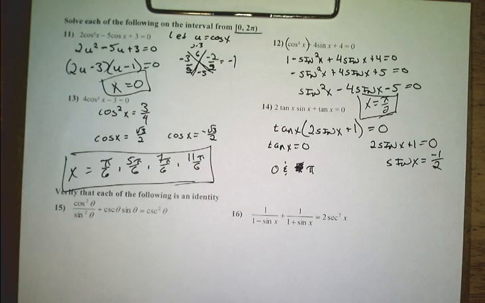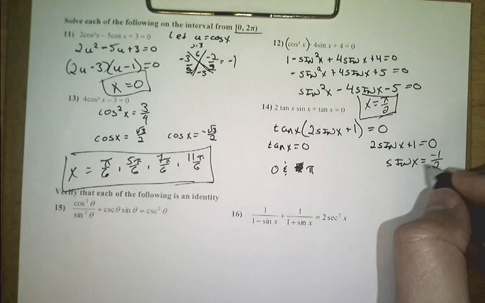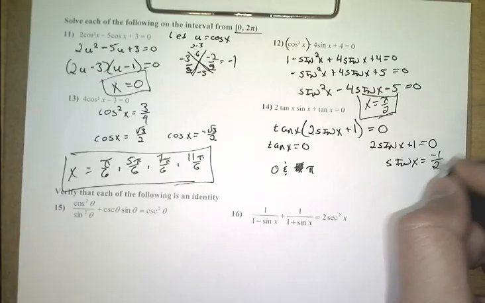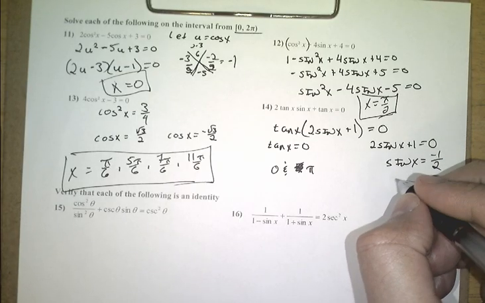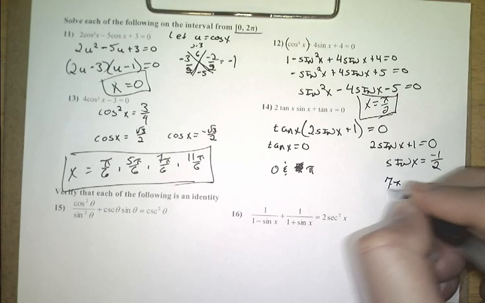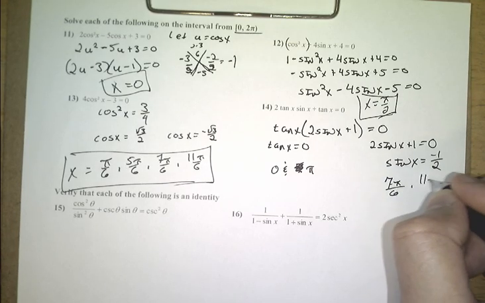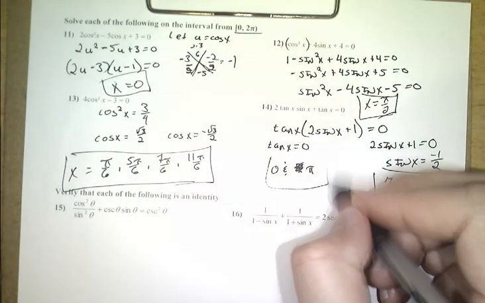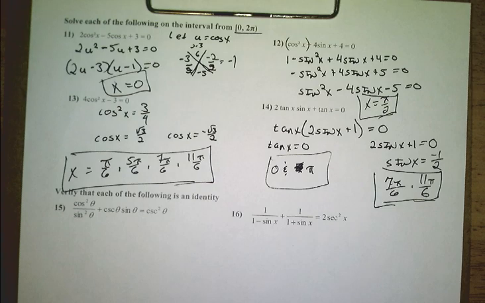And sine is 1/2 at the pi over 6's. So we just want the negative ones, so that's in quadrants where sine is negative, quadrants 3 and 4, so we just want the 7 pi over 6 and the 11 pi over 6. So there's our 4 solutions.